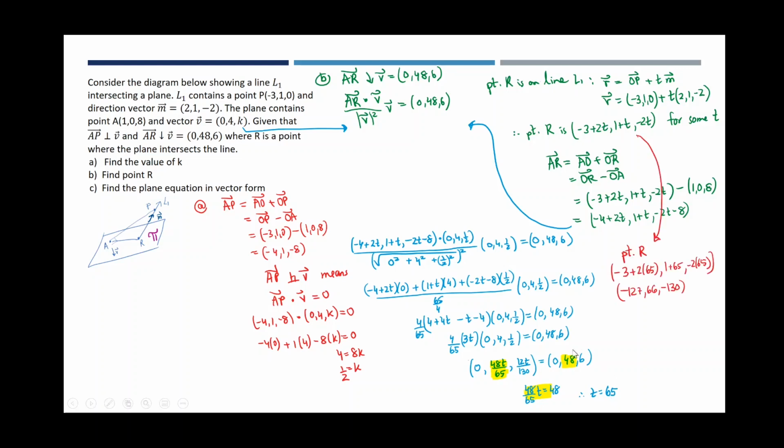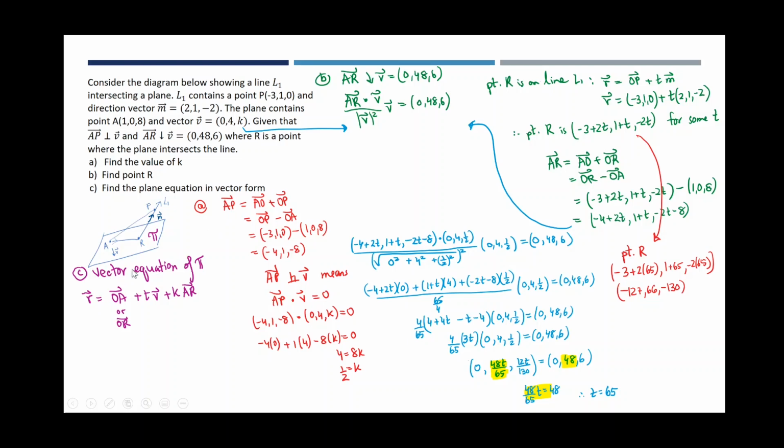Once we know this t, we can find the point R by utilizing what we have here with expressions for t, and we get this result. And on to the last part, which is C, find the plane equation in vector form.